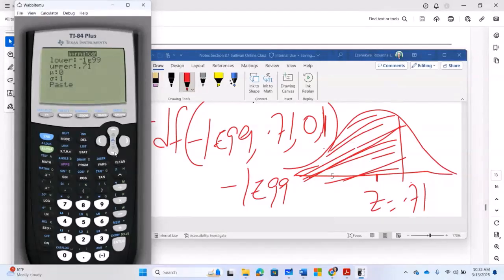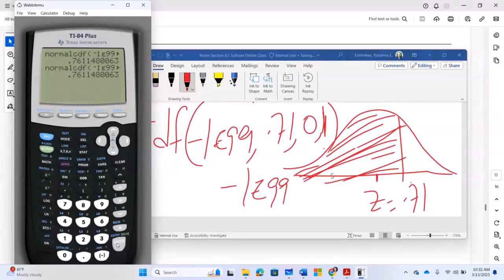So I'm going to paste. And it's asking me, is this correct? Is that what you want? Yes. Because I'm told to find the area to the left of this normal distribution. When I hit enter, it gives me that the area to the left is 0.7611 to 4 decimal places. I could be told to write it in percent.